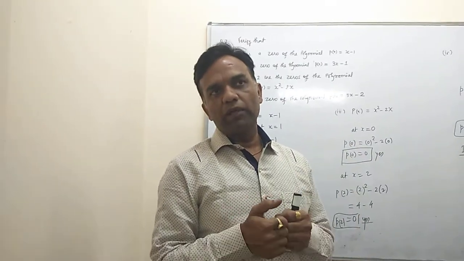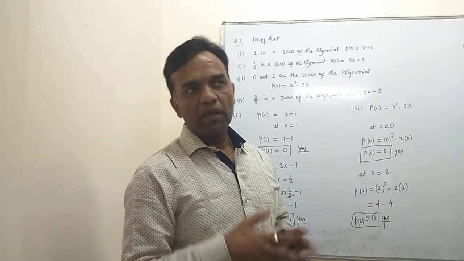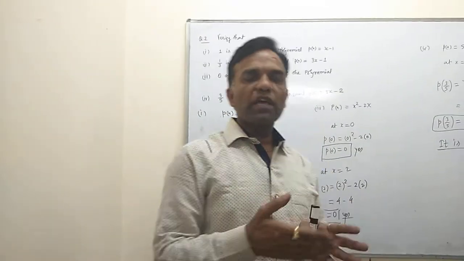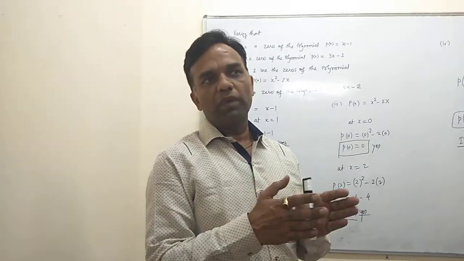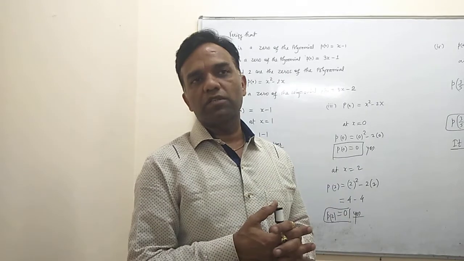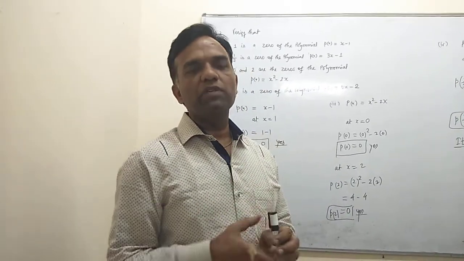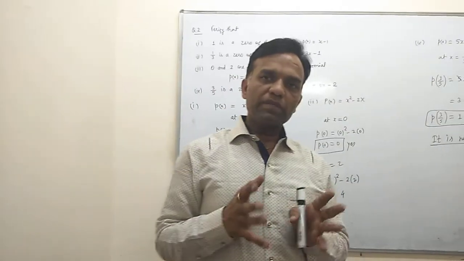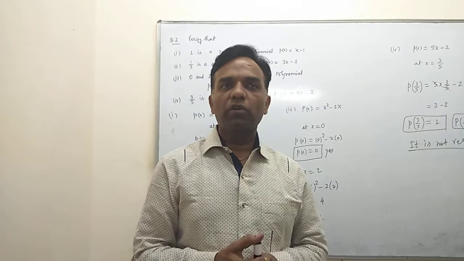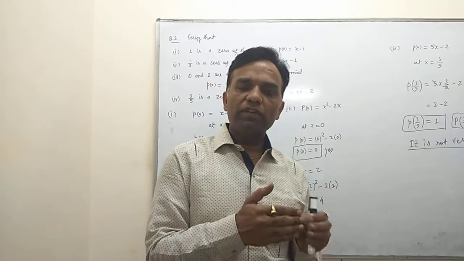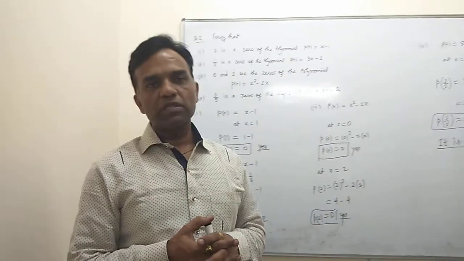So both concepts are correlated, and here we illustrated them with the help of examples on both sides. In the first question we found the zeros, where only the polynomial is given and we find the zeros of the polynomial. In the second phase we verified: some value is given and the polynomial is also given, and we put the given value in the polynomial and check whether the given value is a zero of the polynomial or not.